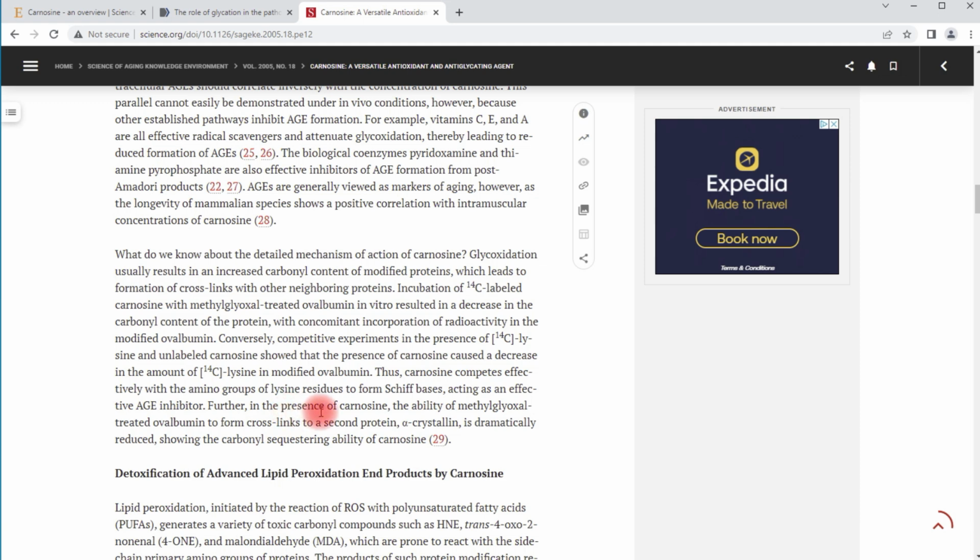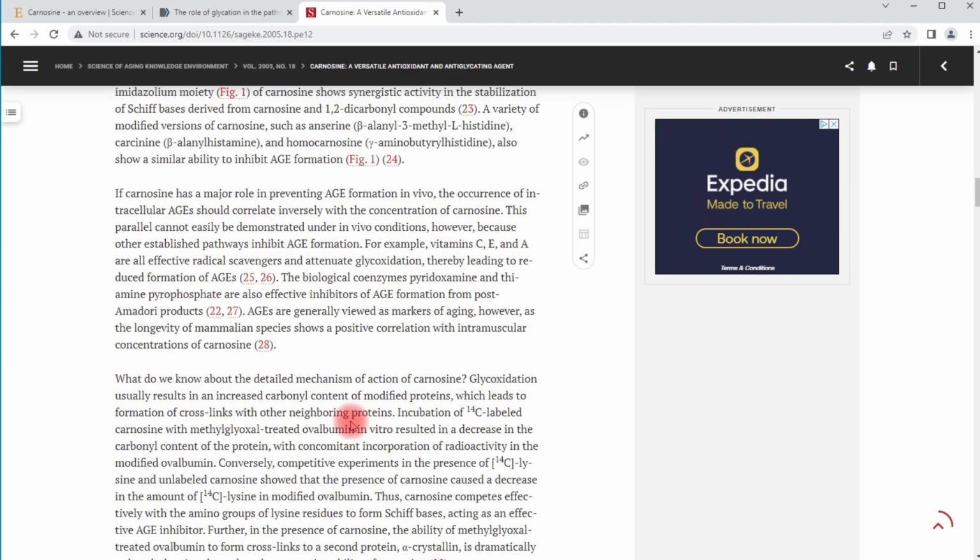Further, in the presence of carnosine, the ability of methylglyoxal-treated ovalbumin to form cross-links to a second protein, alpha-crystallin, is dramatically reduced, showing the carbonyl sequestering ability of carnosine. So just to keep it simple, carnosine works as an antiglycating agent, which is very useful.